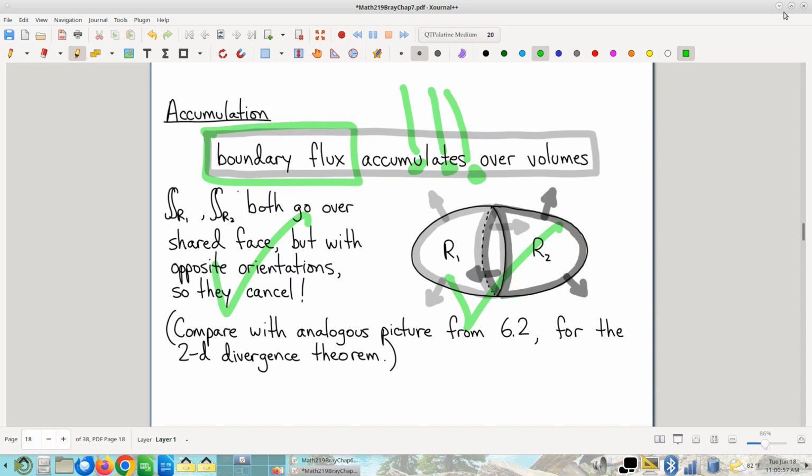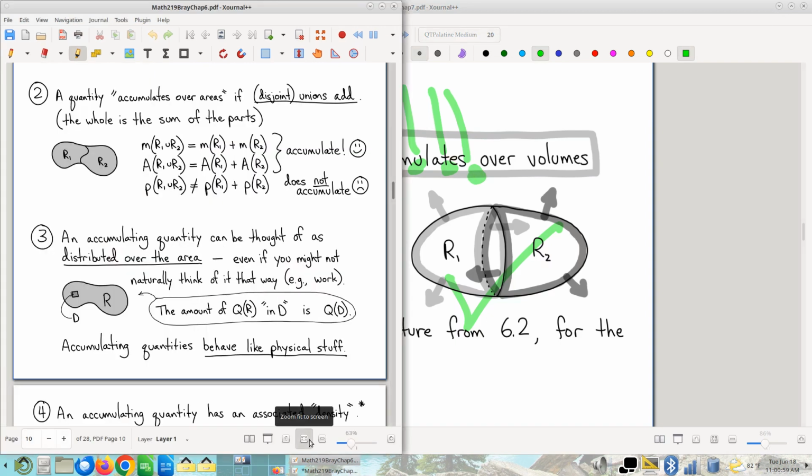And just as a quick reminder, whenever you have an accumulating quantity, namely if the whole is the sum of the parts, that alone means you can think of it as a kind of stuff. I'm not saying it is a stuff. I'm not saying physically it's stuff, but it acts like it is. So you can pretend that it is, and you won't be led astray. So we get to pretend that this is a physical stuff.